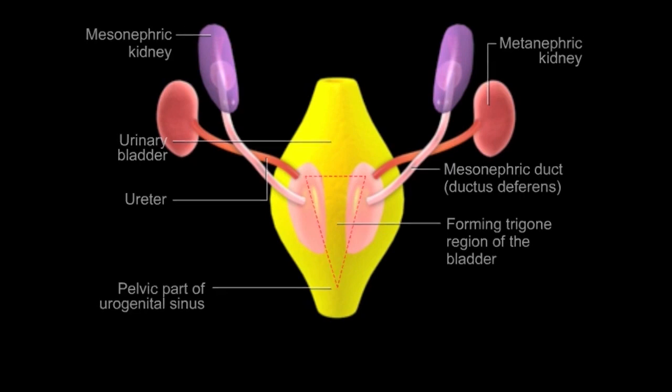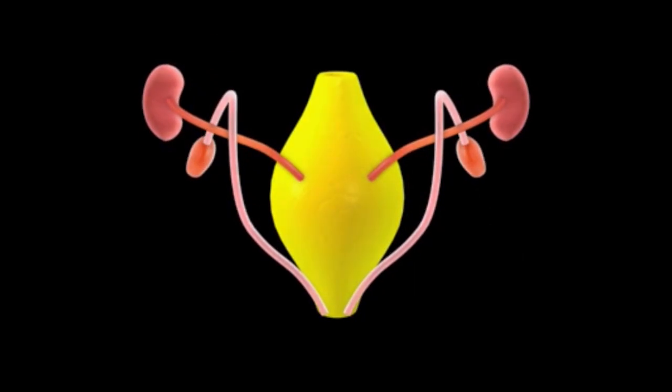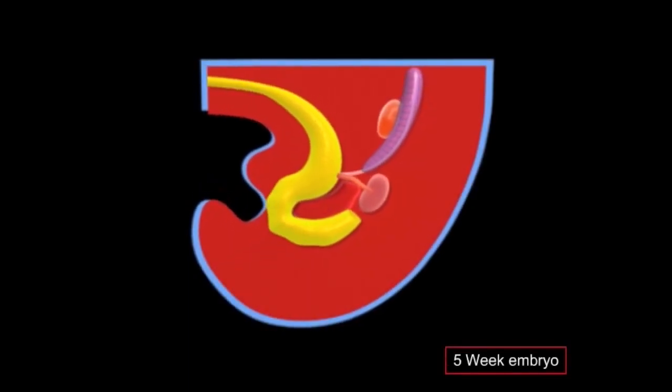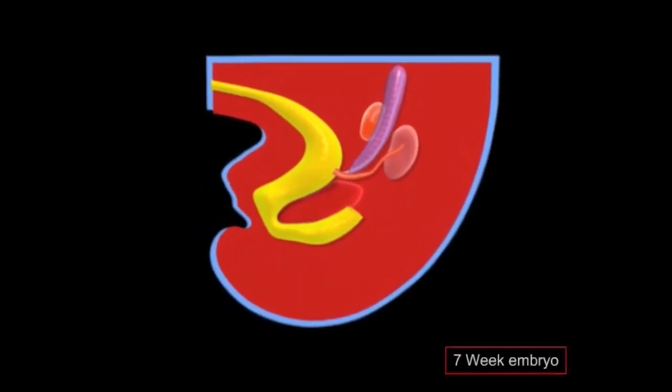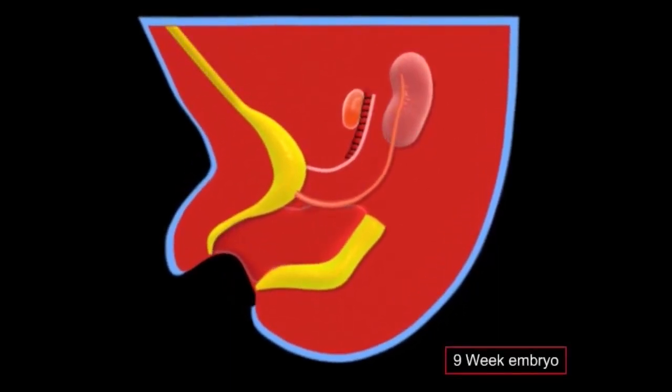In males, the mesonephric duct becomes the ductus deferens, with connection to the developing testes and initially to the bladder. Over time, and with growth of the bladder and other tissues, the position of the ductus changes and then contributes to the formation of the ejaculatory duct.